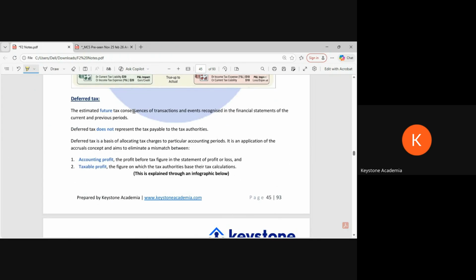Then the third element of IAS 12 is deferred tax. It is the estimated future tax consequence of transactions and events recognized in the financial statements of the current and previous period. Deferred tax does not represent a tax payable to the tax authority. Deferred tax is the basis of allocating tax charges to a particular accounting period. It is an application of the accrual concept and aims to eliminate mismatch. What is accrual accounting? We have not received the money actually, but the transaction has been done or we have given the products, it's on credit, but we'll account for it.